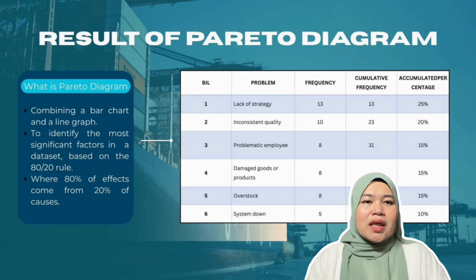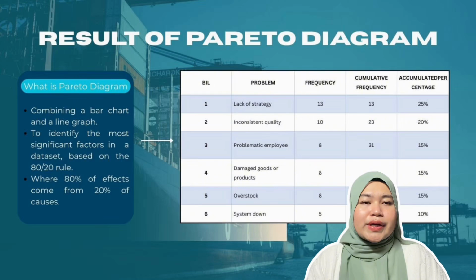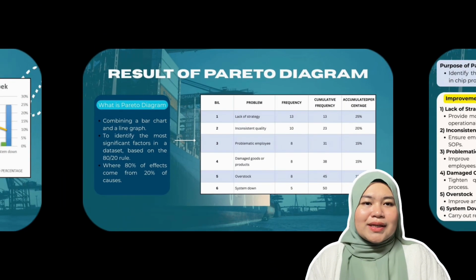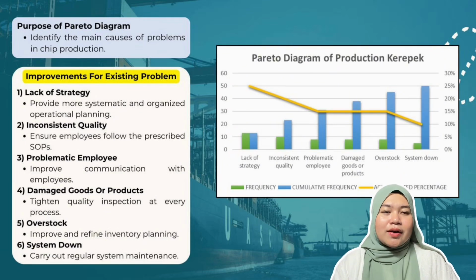In addition, damaged goods or products are 8 and the cumulative frequency is 38 and as much as 50%. Next is overstock, as much as 8 and as much as 45 and as much as 50%. Finally, the system is down 5 times and the cumulative frequency is 15 and as much as 10% only. So this is a Pareto chart that is derived from information obtained through interviews.